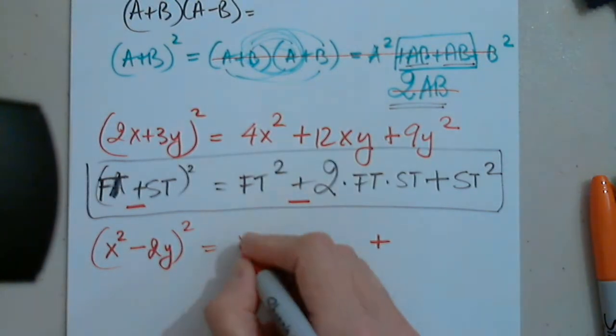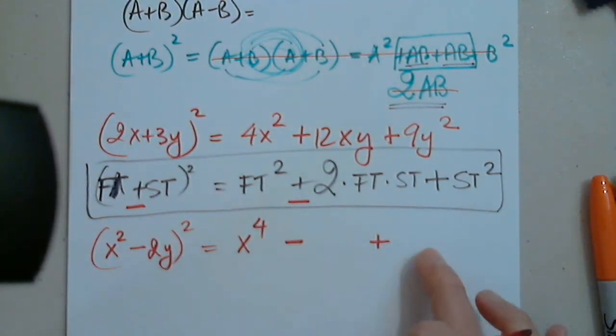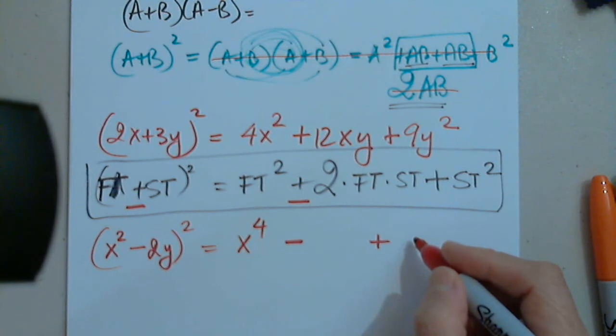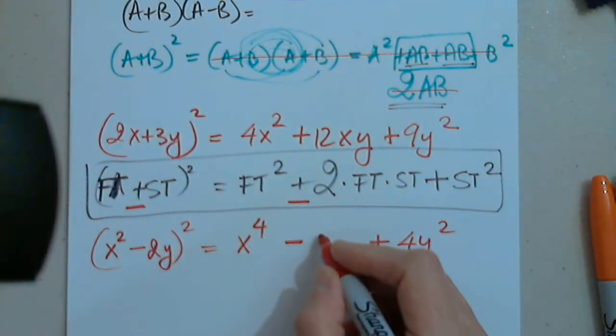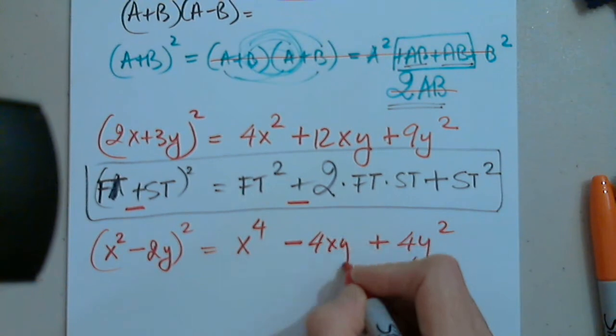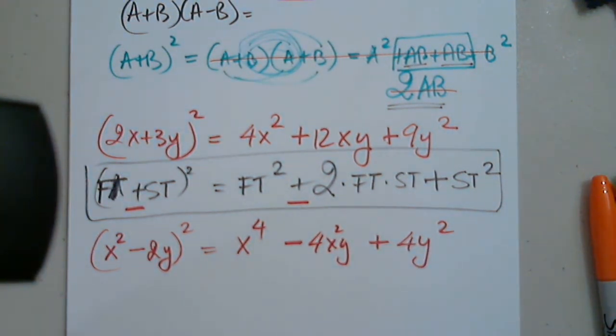X to the 4th. Very good. I have to square the last one. What do I get? 4y squared. Good. So now I have to multiply these two and then by 2. When I multiply these two, what do I get? 2 x squared y. And multiplied by 2? 4x squared y. That's it. That's how the formula or the special product works.